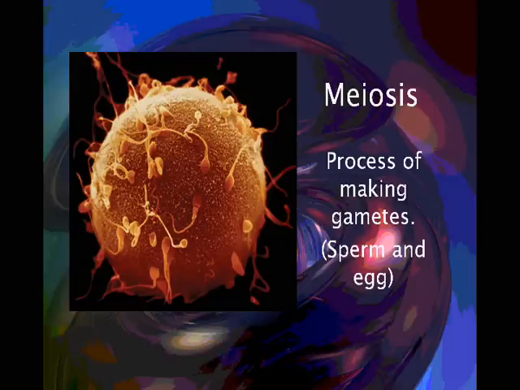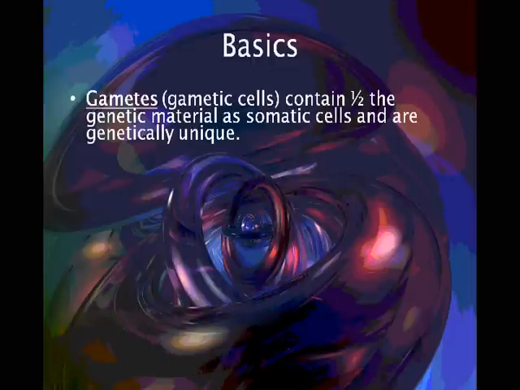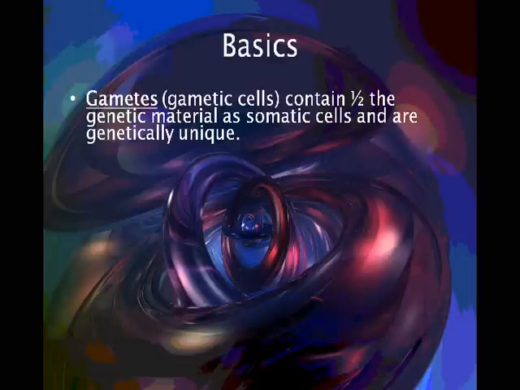This is the second lecture of this unit on cell division. Today we'll be talking about meiosis, which is another type of cell division in which the gametes are made, sperm and egg, as opposed to duplicating somatic cells. In meiosis, the idea is to make gametes, and gametes are sex cells. They contain half the amount of genetic material as somatic cells do.